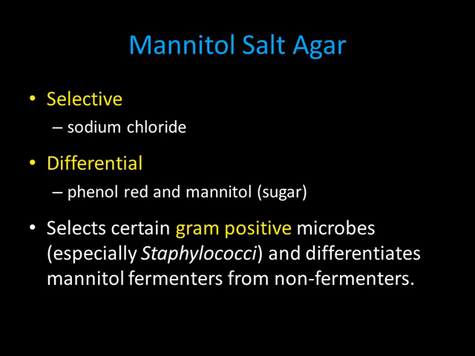Mannitol salt agar is both selective and differential. Again, note the selective and differential agents listed here. The primary purpose for this medium is to isolate gram-positive microbes, especially Staphylococci, although a few other gram-positive microbes will grow on this medium. Color change in the medium to yellow will indicate a mannitol fermenter, whereas no color change will indicate a non-fermenter of mannitol.